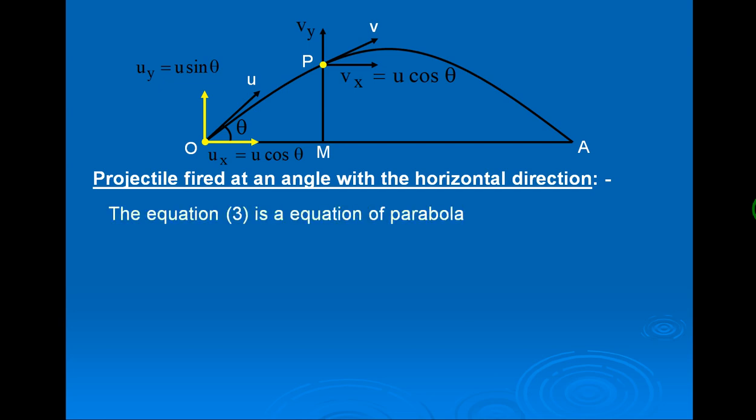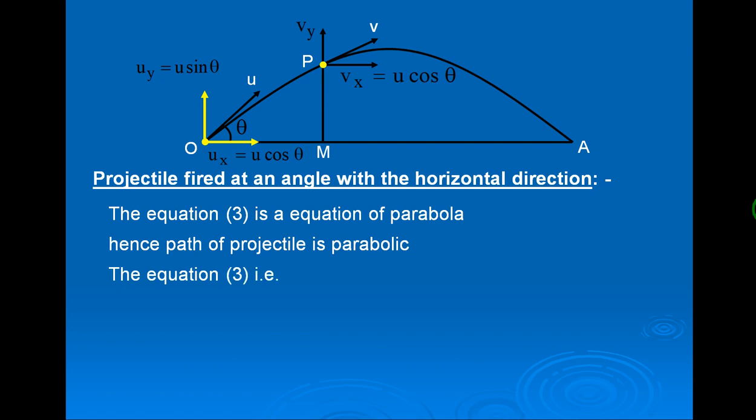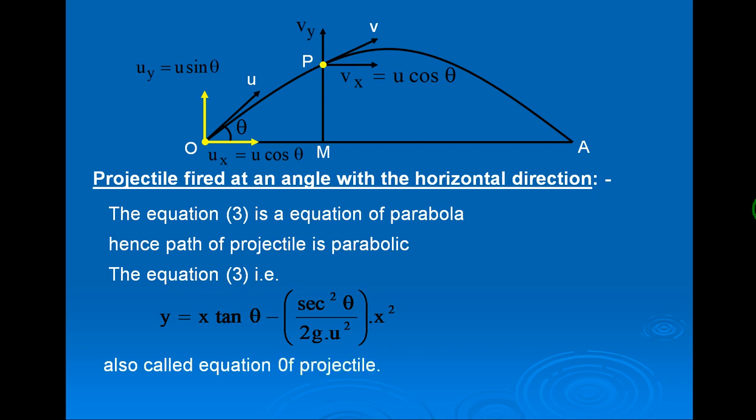Equation number 3 is the equation of a parabola. Hence, the path of the projectile is parabolic, or the trajectory of the projectile is a parabola. Equation number 3, that is y is equal to x tan theta minus secant square theta upon 2g u square within the bracket into x square, is also called the equation of projectile.